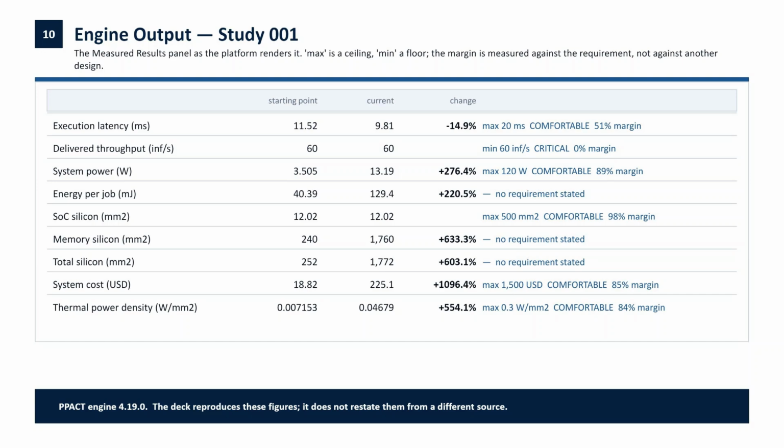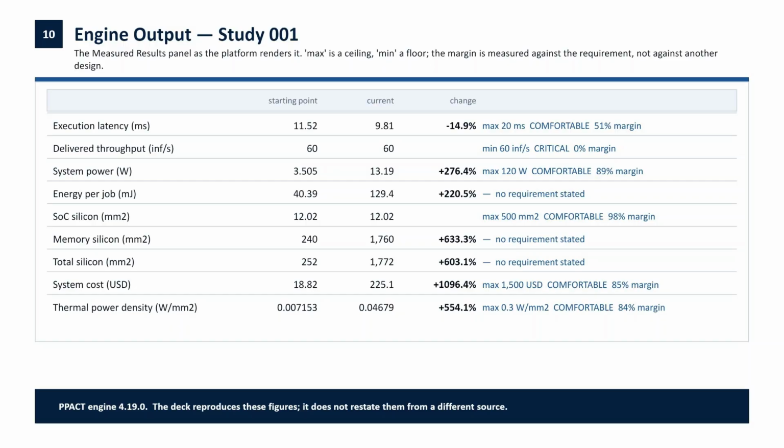Execution latency is marked comfortable, with a 51% margin against an upper limit of 20 milliseconds. Delivered throughput, by contrast, is marked critical, with a 0% margin against a lower limit of 60 inferences per second. It meets the requirement exactly, but there is no remaining headroom. System cost retains an 85% margin against an upper limit of $1,500. Silicon retains a 98% margin against an upper limit of 500 square millimeters. No requirement is stated for energy per job, memory silicon, or total silicon.